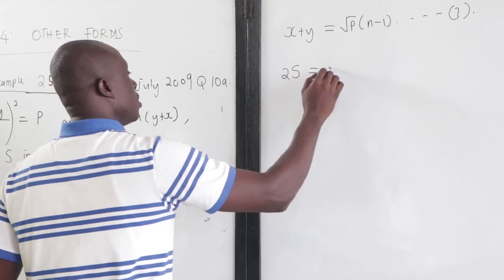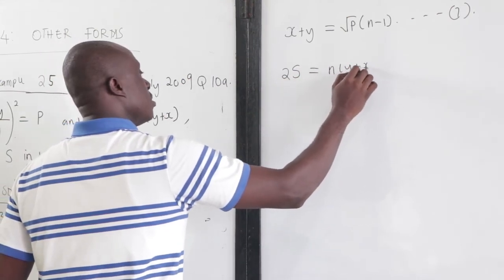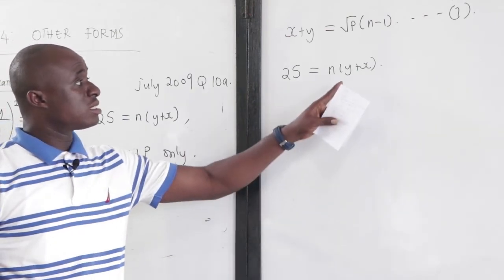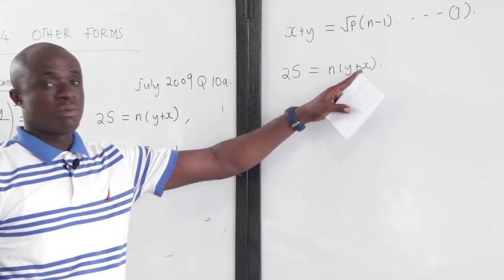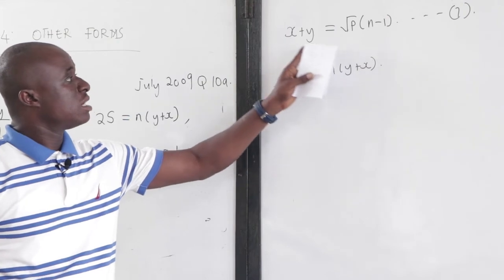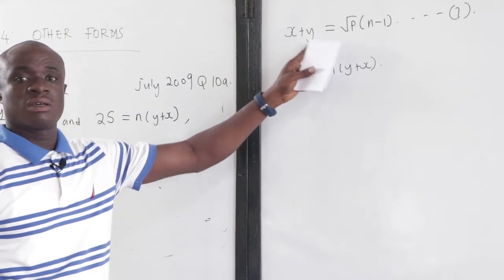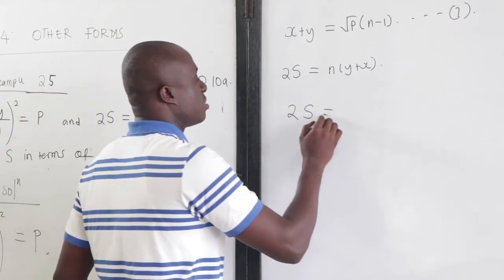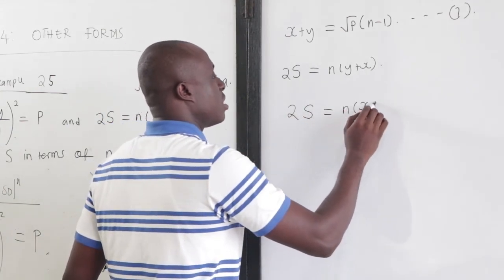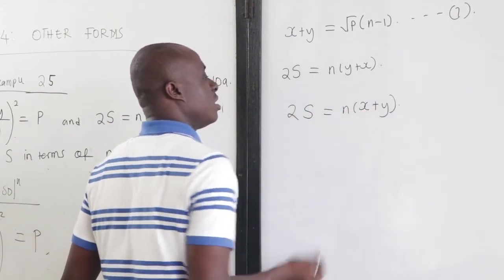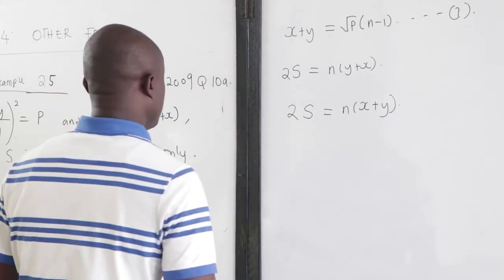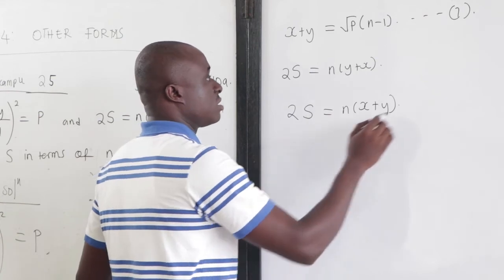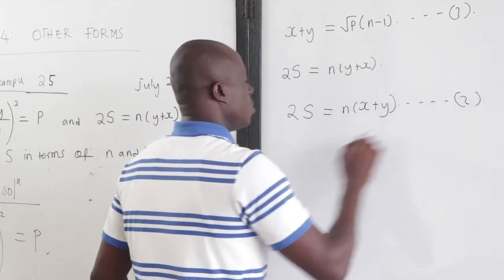2s equal to n into y plus x. Now let's see in this case, can you see here y plus x? This y plus x is the same as x plus y, the same thing. So this can be written as 2s equal to n into x plus y. It's the same thing. Now the question says we should express s. So here, clearly what can we see? Let's call this equation 2.